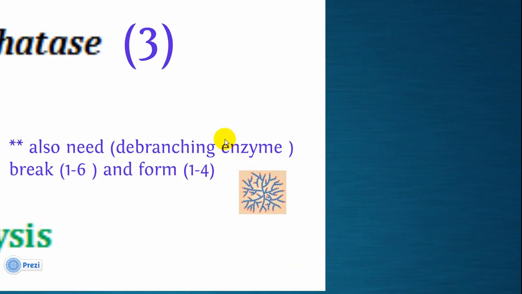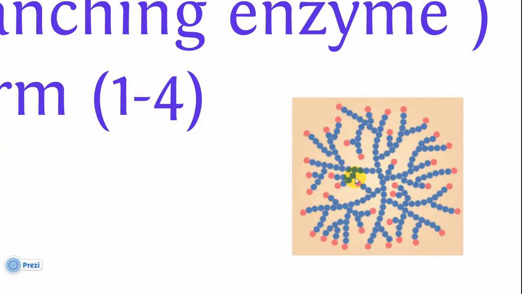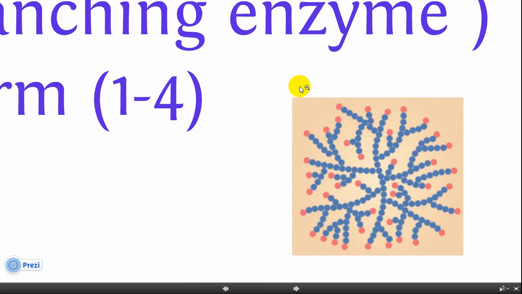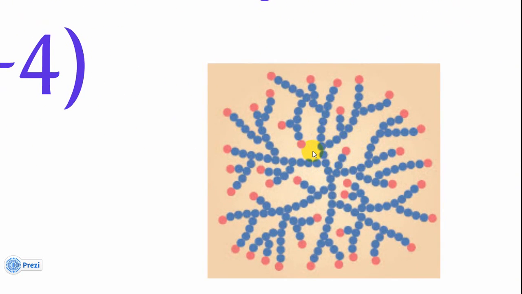The glycogen phosphorylase enzyme can't take glucose molecules from the center of the glycogen. This is a glycogen molecule, and those red points are glucose. The glycogen phosphorylase can only work on those glucose molecules on the sides. So the debranching enzyme will enter the center of this glycogen. It will break the 1,6 bonds, and it will form a 1,4 bond to help the glycogen phosphorylase do its function very fast and in a better way.